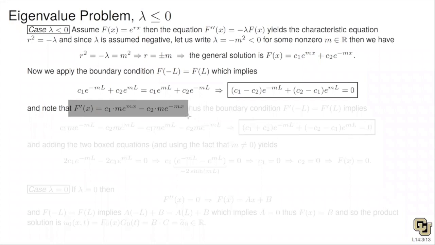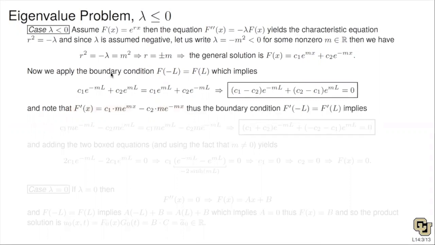So you take the derivative, remember here, derivative of e to the mx is m e to the mx. And here we get the minus sign when we take a derivative. And again, plug in negative L and set them equal to each other. And what I do is I cancel the m's. m is non-zero, and it's appearing on both sides in every term. Cancel the m's, and then bring all the terms over.